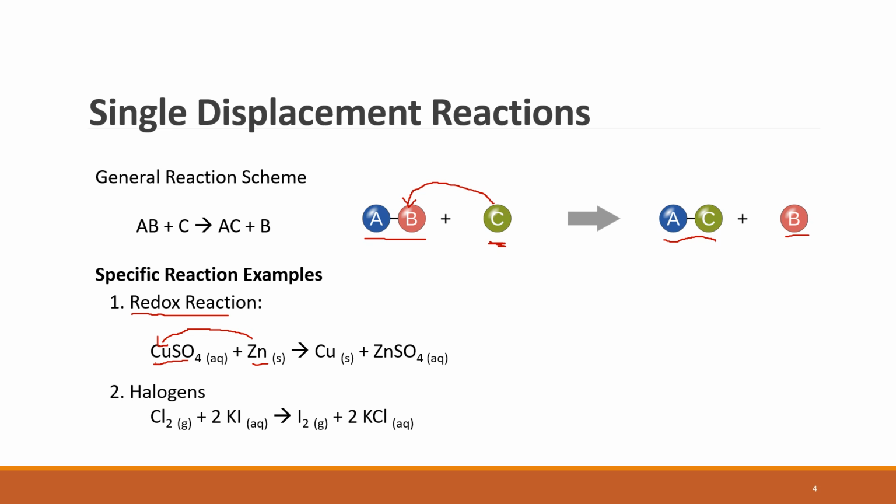So once zinc kicks copper out, that leaves copper by itself on the product side, and now zinc is in a compound with the sulfate, zinc sulfate. Now let's look at this halogen example below.